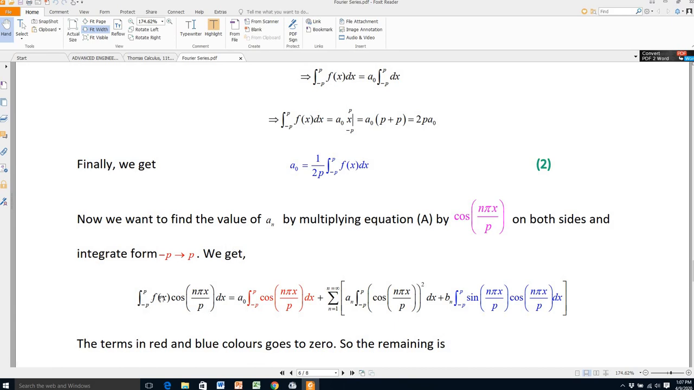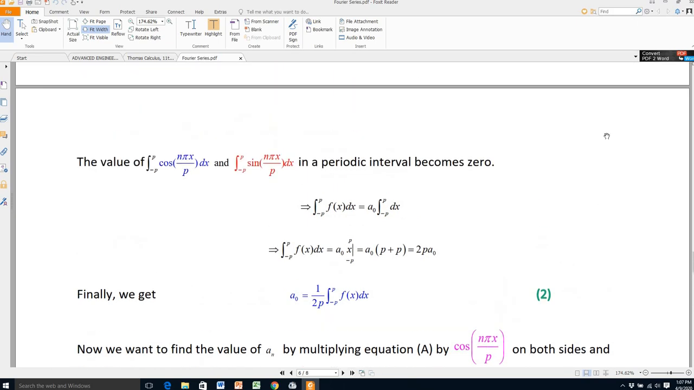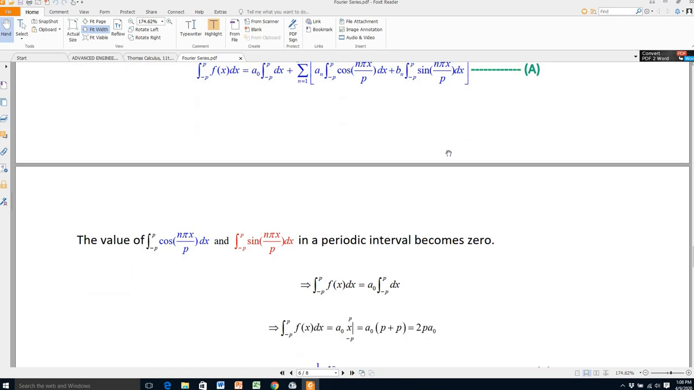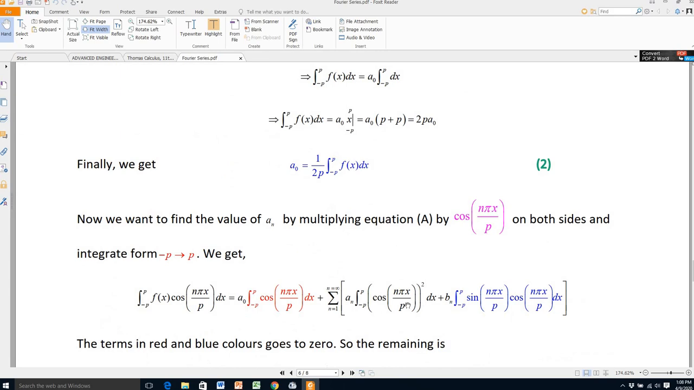And you see here, the integral from minus p to p of f of x cos n pi x over p dx is equal to a naught times the integral from minus p to p of cos n pi x over p dx. I am showing you when you multiply with the first term, then the next, then the next. When you multiply cos n pi x over p here, it becomes the square, and it becomes sin n pi x over p, then cos n pi x over p. Here I am writing it as you see.